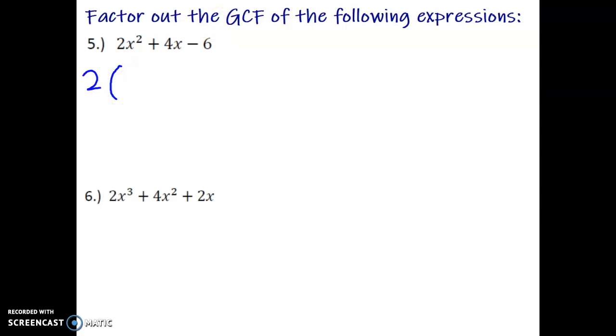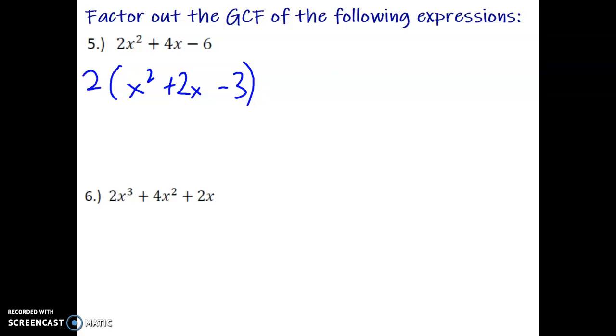Okay, so divide out the 2. Tell me what you're going to get when you divide out the 2. Well, 2 divided by 2 is 1, so I'm going to get 1x squared, or I can just put x squared if I want to. 4 divided by 2 is 2. The x comes down because there's no x right here. And then 6 divided by 2 is 3.